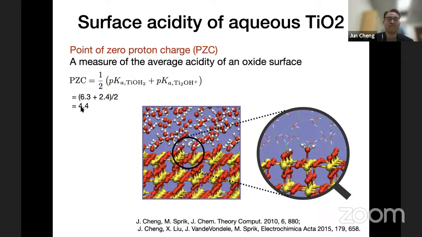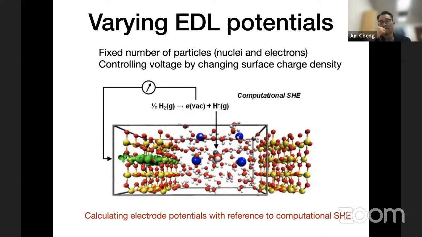But of course, when the pH deviates from the point of zero charge, we will start to have to charge up the surface, then the double layer will form, right? When we simulate the double layer, we basically insert different numbers of protons on the surface, and then we add the counter ions. That's basically to balance the surface proton charge. So overall, the interface is neutral. And in our periodic boundary condition, we actually have two symmetric interfaces, okay? That will form our double layer. We can calculate the electrical potential difference at different surface charge densities.